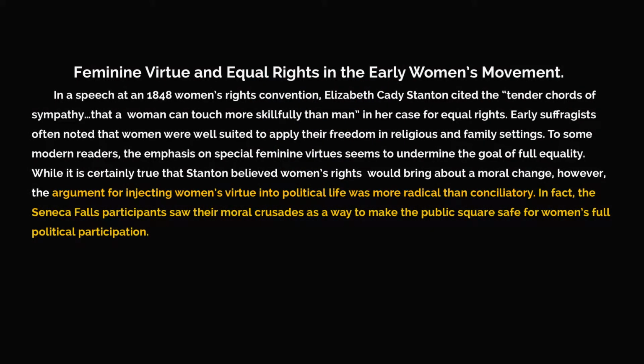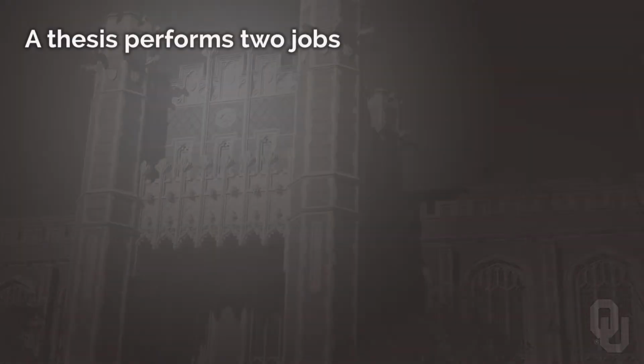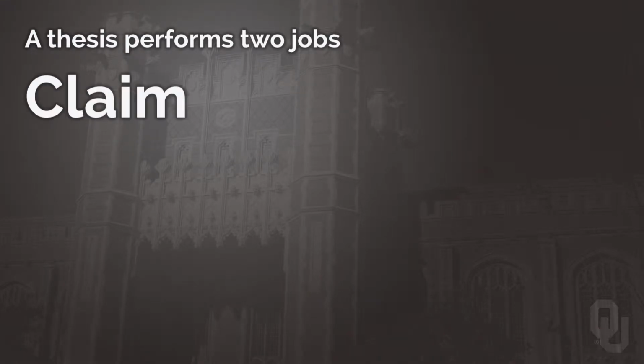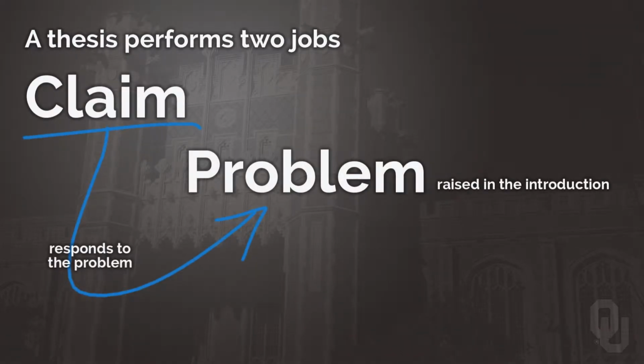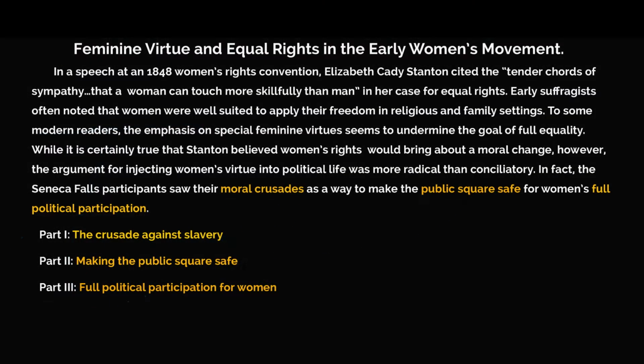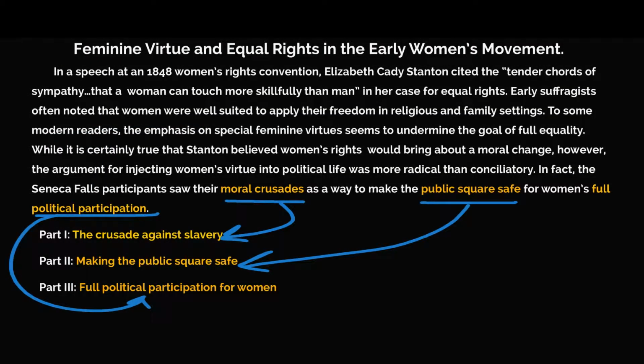I'm Robert Scafe of the Expository Writing Program here at OU, and in this video I'll introduce you to the art of writing a clear, coherent thesis statement. A thesis is a concise statement of your essay's overall argument that's usually found near the end of the introduction. Most writers put it there because that's where the thesis can best perform its two jobs, namely, making a claim that responds to the problem raised in the introduction and forecasting some specific ways the essay will support that claim.